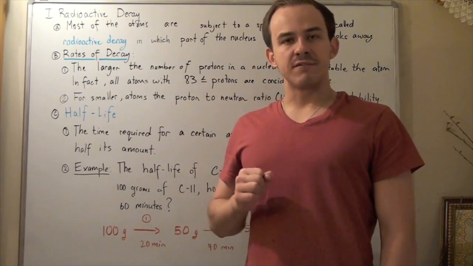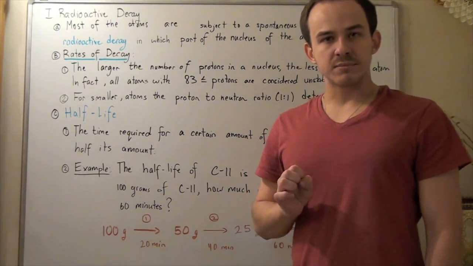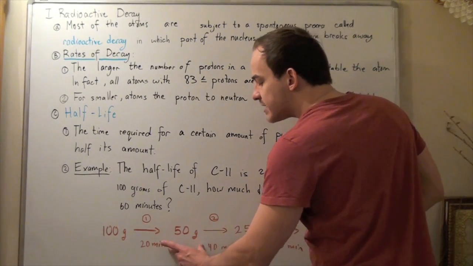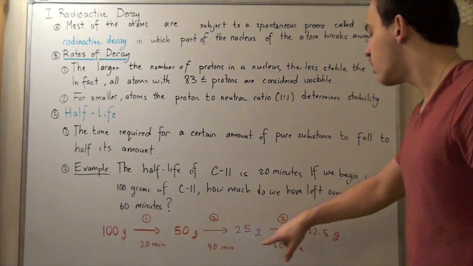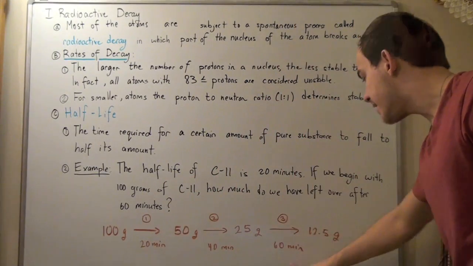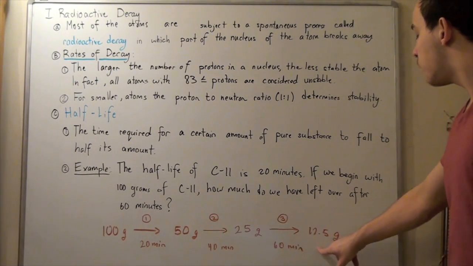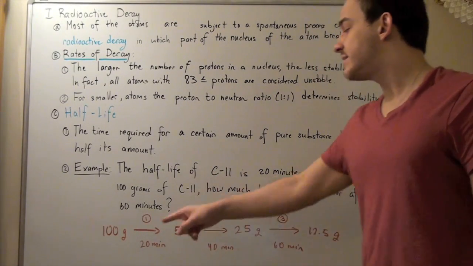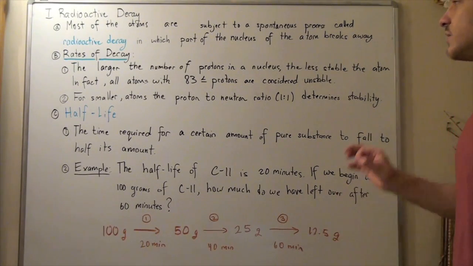Now after one more half-life, after 2 half-lives, or after 40 minutes, we have 25 grams left over. Because after 20 minutes, exactly 25 grams of this, or half of this amount, decayed. Now, what happens after one more half-life occurs? What happens after 60 minutes? Well, half of this decays, and so we are left over with 12.5 grams of our original carbon-11. So after 60 minutes or 3 half-lives, we have 12.5 grams left over.